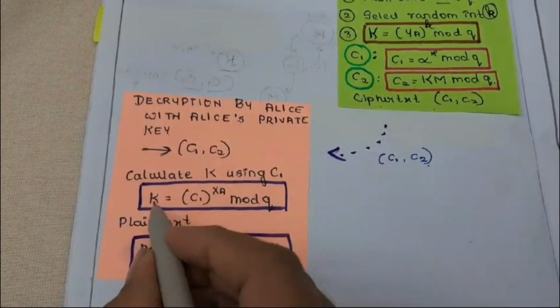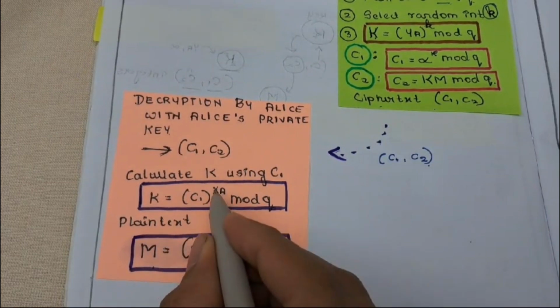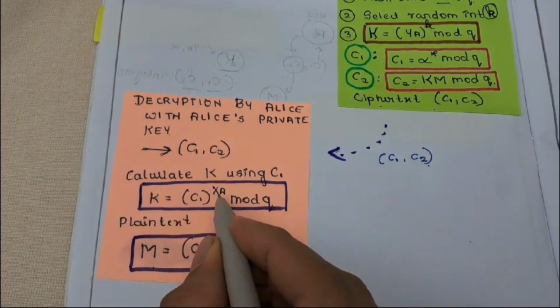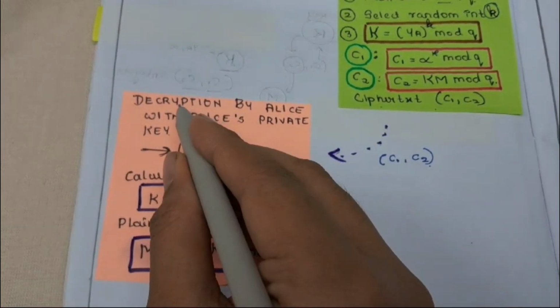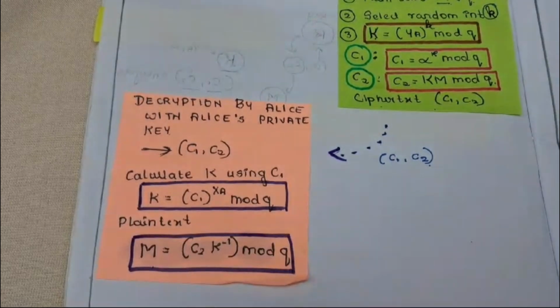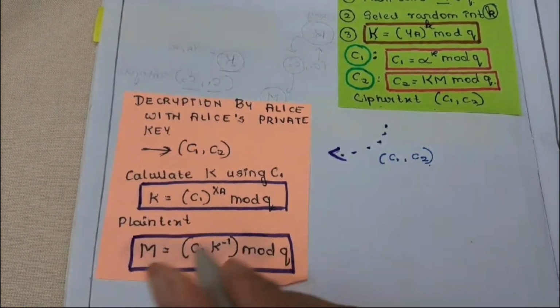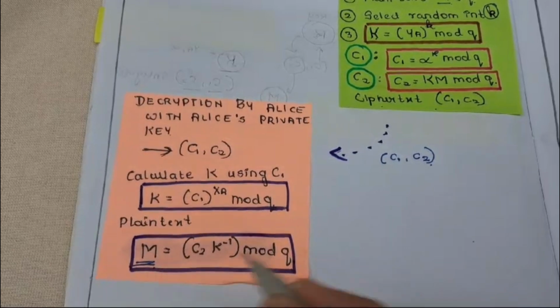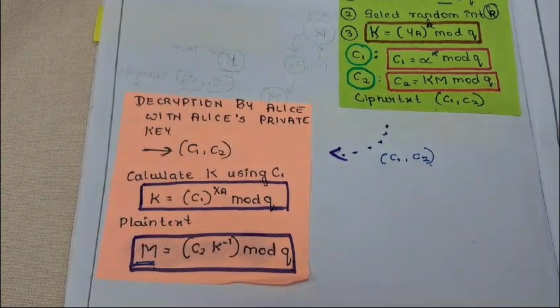So see the formula. K is equal to the ciphertext C1 raised to the power of the private key of A. Alice is using her private key during the decryption of the key. Then we are going to get the plain text by using the C2 and this key. So we are going to find this message. So this message is decrypted over here.